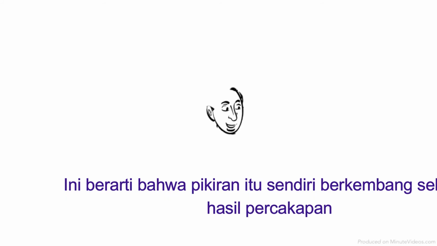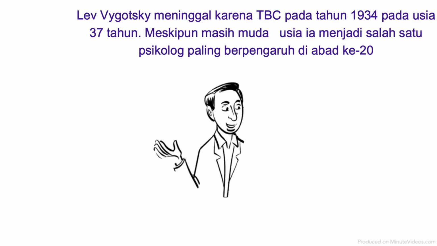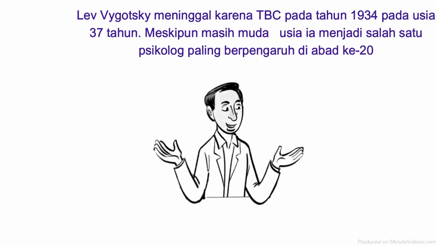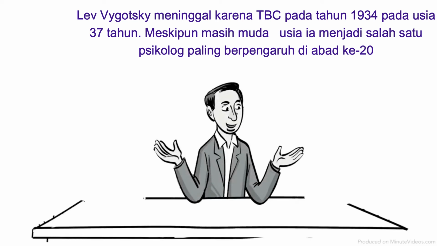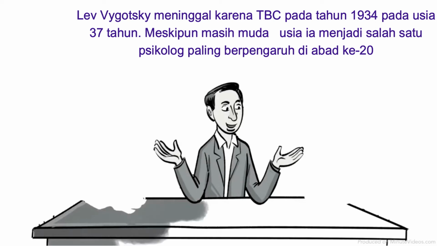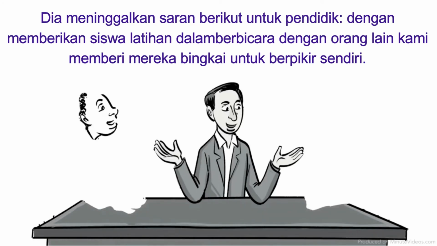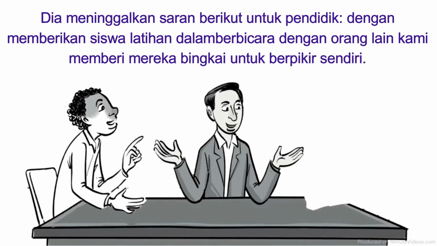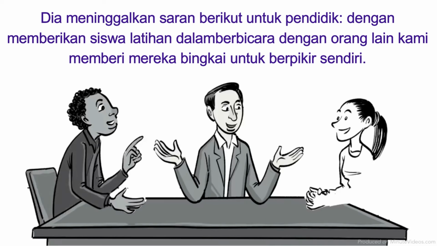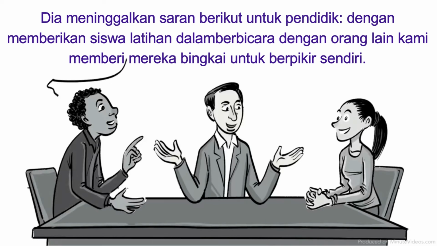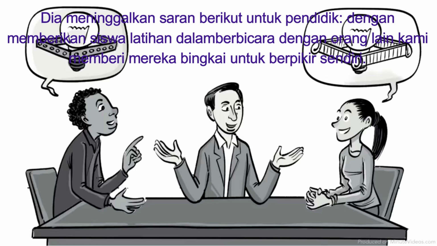Lev Vygotsky died of tuberculosis in 1934 at the age of 37. Despite his young age, he became one of the most influential psychologists of the 20th century. He left the following advice for educators: by giving students practice in talking with others, we give them frames for thinking on their own.